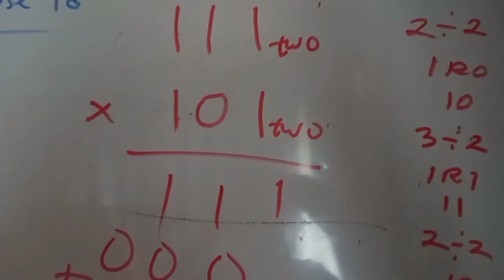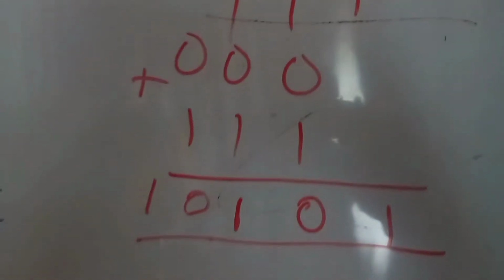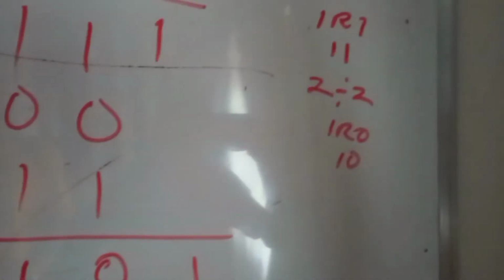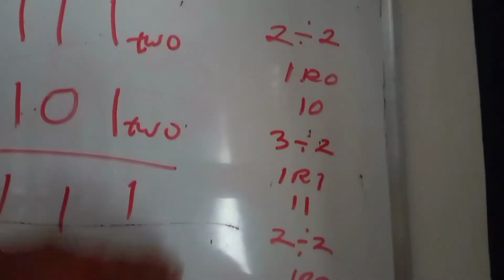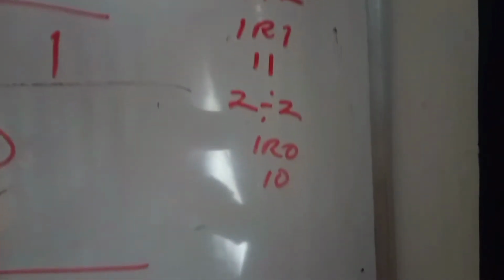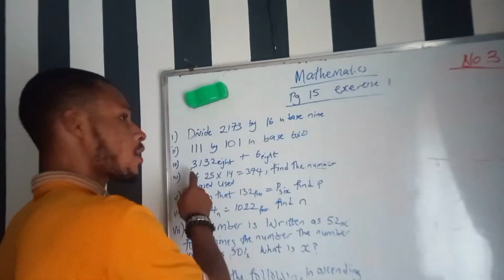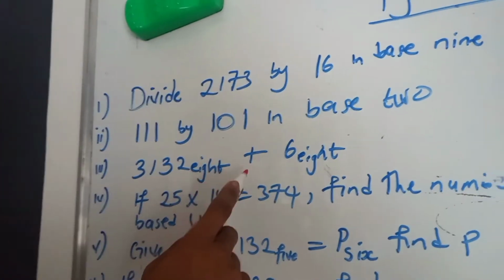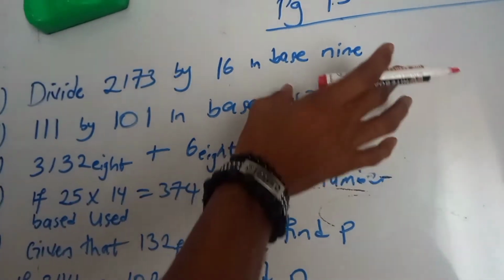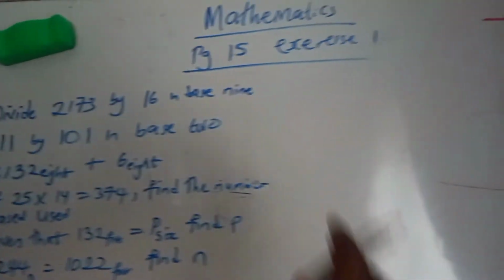Without wasting our time, we go to the next one, which is number 3. As you can see, just follow this step here. This step will guide you through. That is it. We go to number 3 question, which is this one here: 3132 base 8 plus 6 base 8. The same thing we did in number 1, we are going to do in number 3. So let's go to the board now.